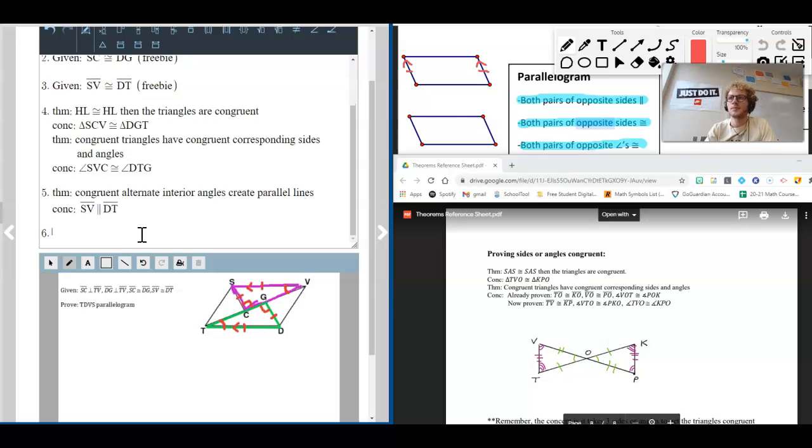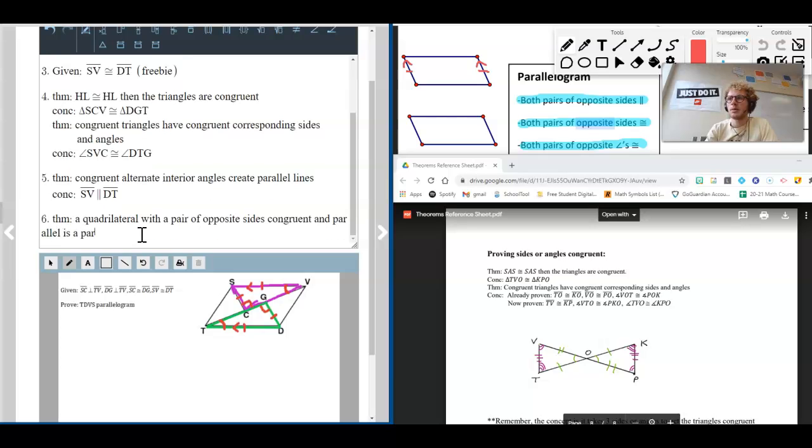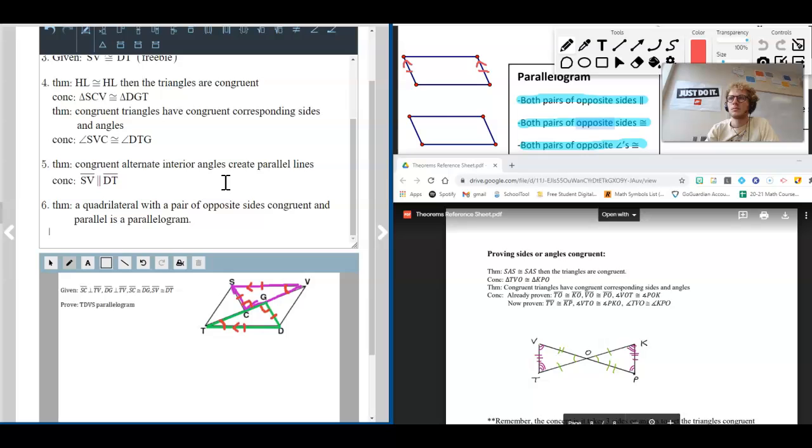Okay, so 6. Theorem: a quadrilateral with a pair of opposite sides congruent and parallel is a parallelogram. There you have it. And all you have to do is state that it is a parallelogram. So TDVS is a parallelogram.